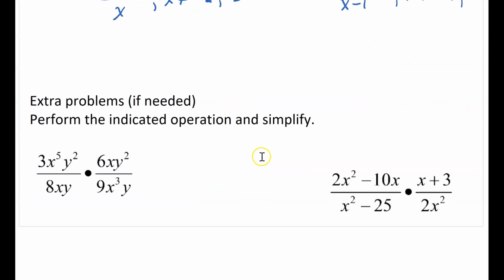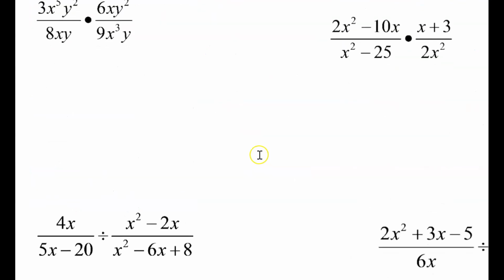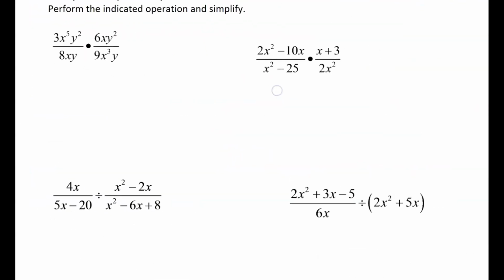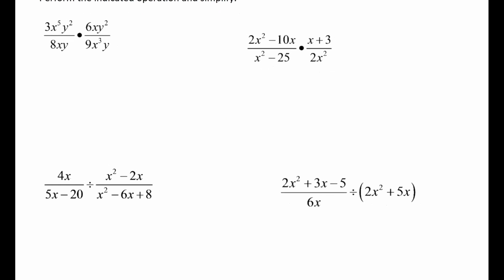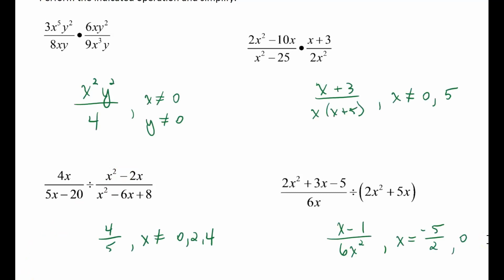If you guys want some more practice, here are a few more you can do. Otherwise, you can get started on the homework or the extra practice for the test. Up to you. All right. So again, these are the final solutions for these 4 for anybody that wants to work through them. That's it.